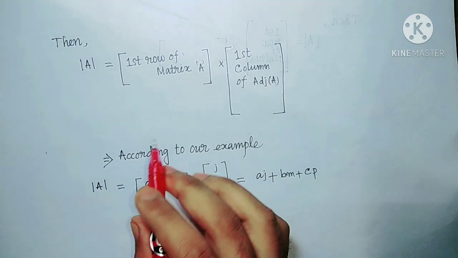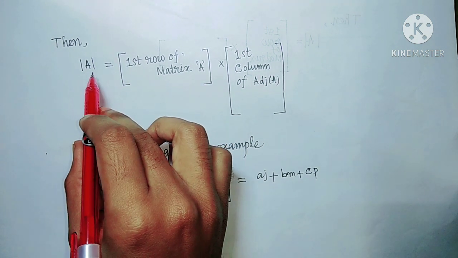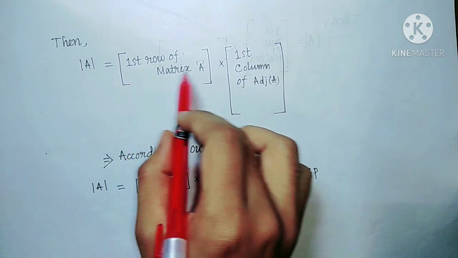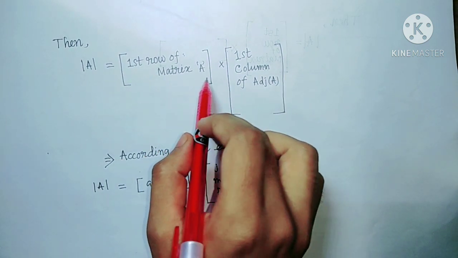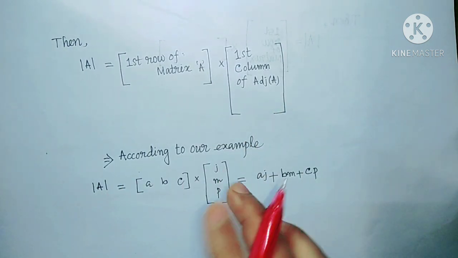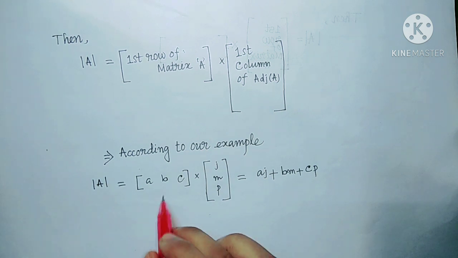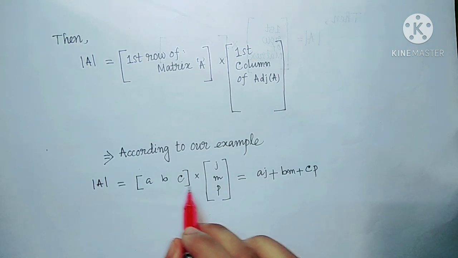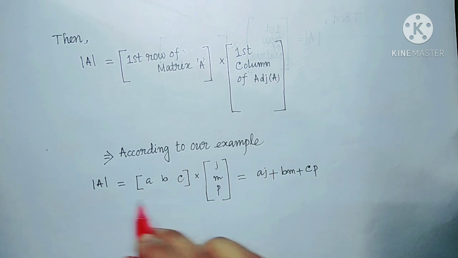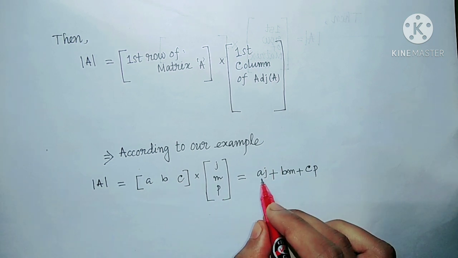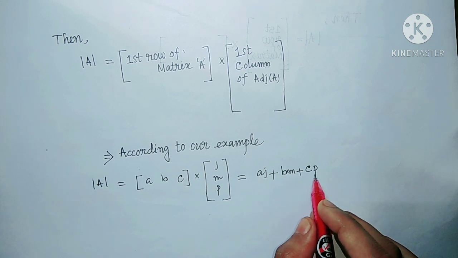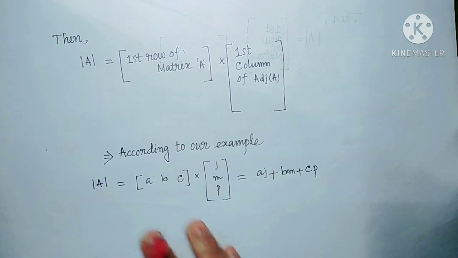According to our trick, to find the determinant of the matrix, we first multiply the first row of the matrix A with the first column of the adjoint of the matrix. So in our example, the determinant must be the row A B C with the column J M P. So the determinant equals AJ plus BM plus CP.